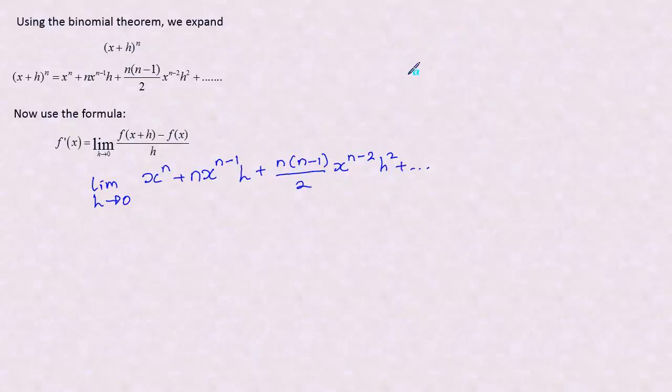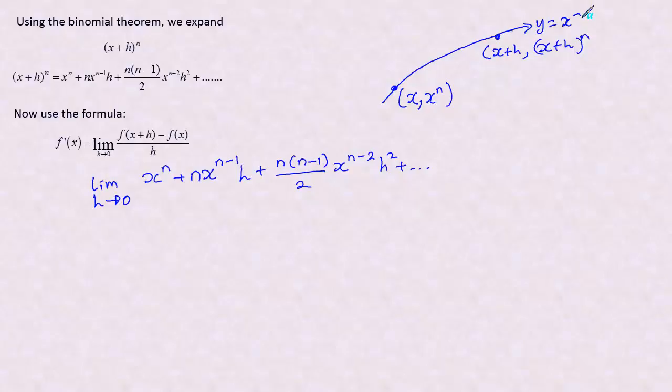Now let's just think about this. So we're looking at a curve here. So this point here is the point x, and since we're looking at x to the n, that would be the y coordinate, and then we have x plus h, and the y coordinate is x plus h to the n. So this is the curve y equals x to the n.